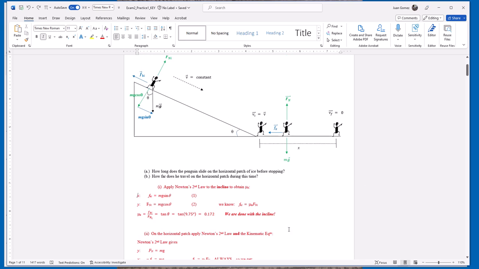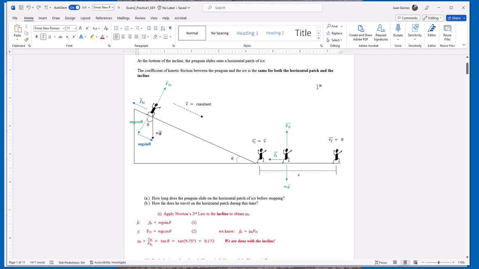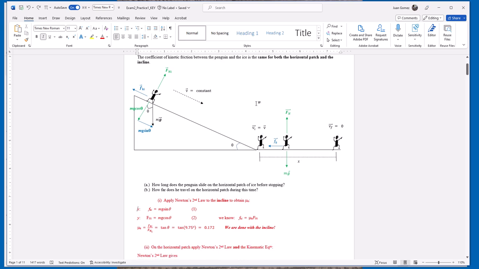So we got mu k. Why is that good? Because we know mu k is the same on the horizontal. So we're done with the incline. Now let's look at the horizontal. Let's apply Newton's second law to the penguin while it's sliding along the horizontal.